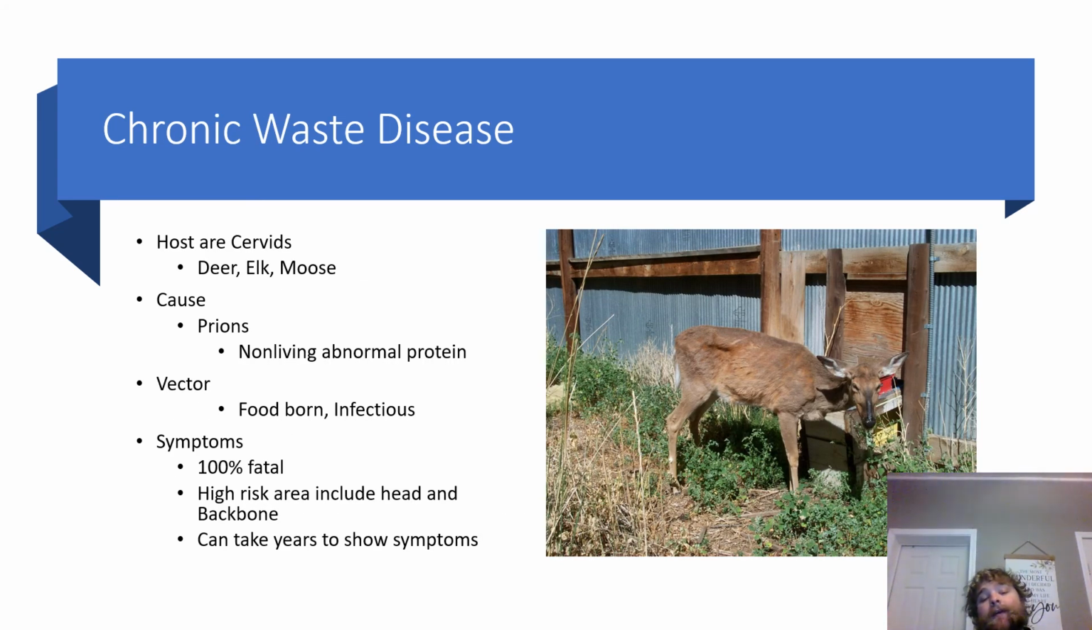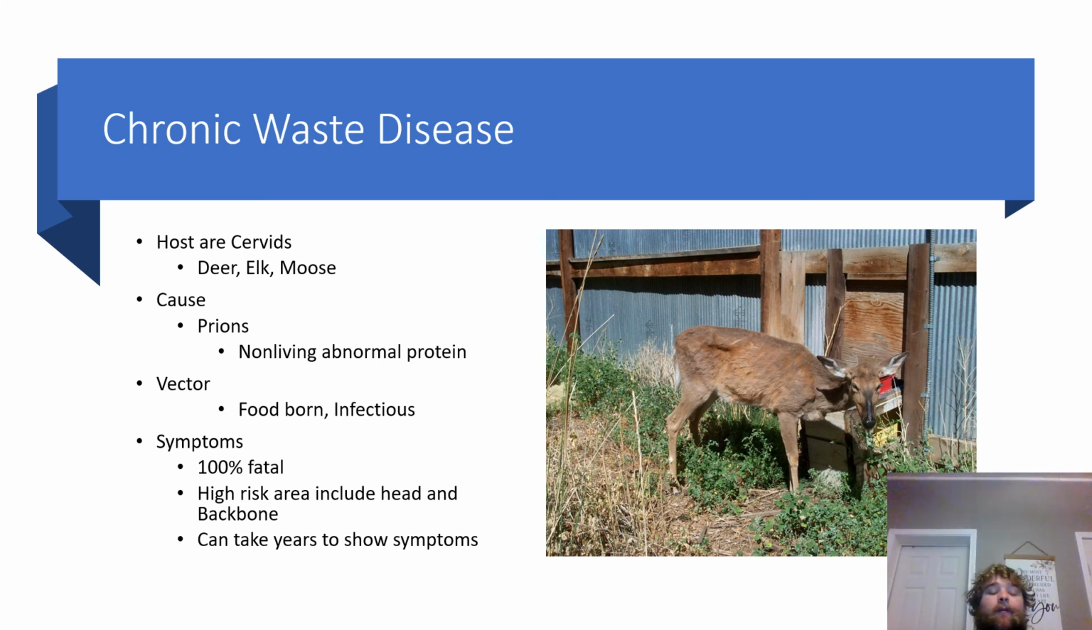Chronic wasting disease. So the hosts are cervids, so deer, elk, moose, species like that. And the cause is prions, which is a non-living abnormal protein. And the vector, which is one we're still learning a lot about, we're not 100% sure on all of them just yet. It can be foodborne, it can be infectious, it can even be spontaneous. But again, that's one we're still learning a lot about.